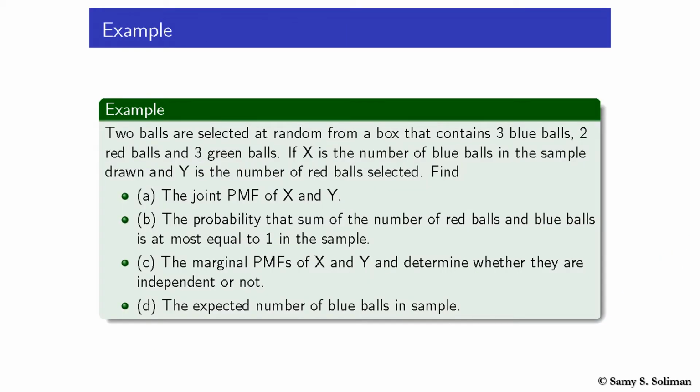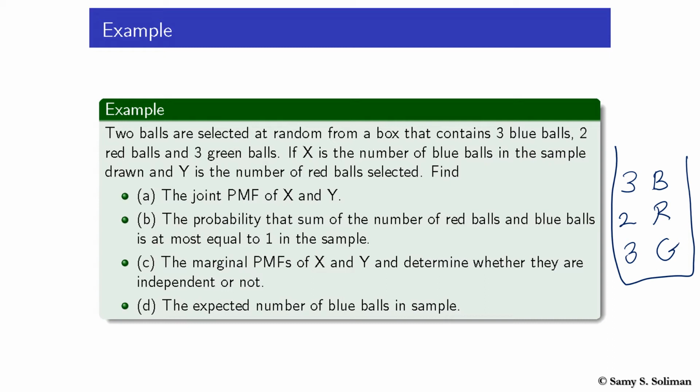Let's try this example together. It's a little bit more complex example compared to the examples that we solved earlier. However, it can be solved using the same idea. Now, in this example, we have two balls selected at random from a box which contains 3 blue balls, 2 red balls, and 3 green balls. So we have a larger box in this case, and we select 2 balls at random.